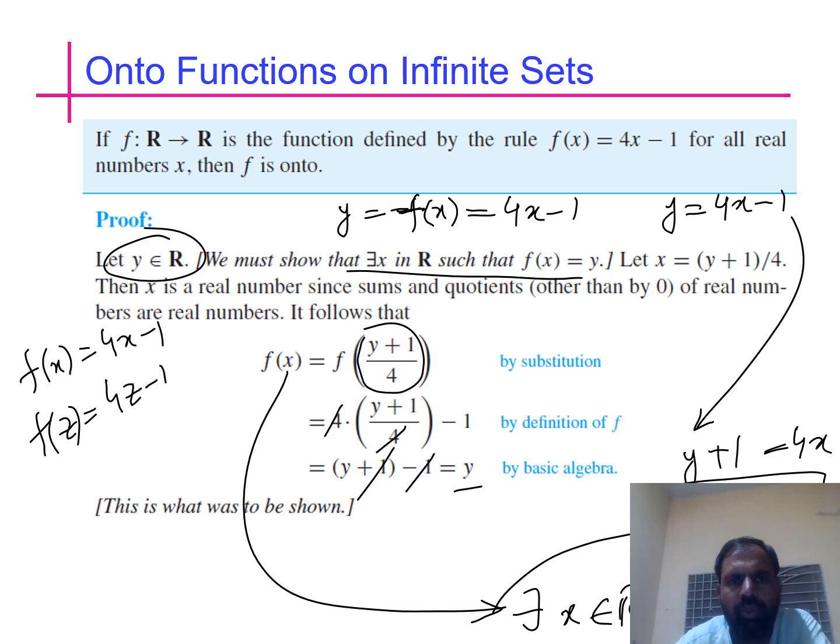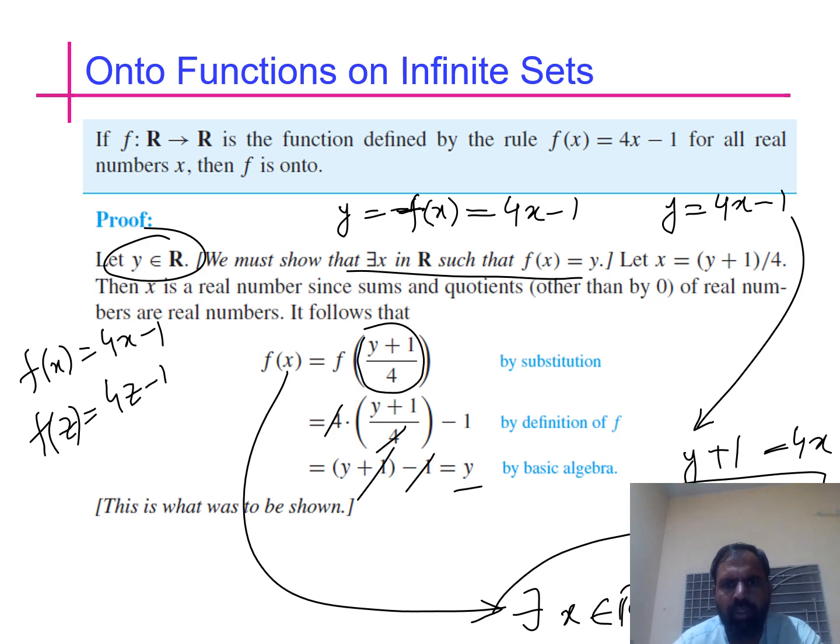If a function f from R to R is defined by the rule f of x is equal to 4x minus 1 for all real numbers x, then f is onto. We prove this: y is equal to f of x, which is 4x minus 1. Let y belong to R. We must show that there exists an x in R such that f of x is equal to y. Let x be equal to (y plus 1) by 4. f of x is equal to f of (y plus 1) by 4.